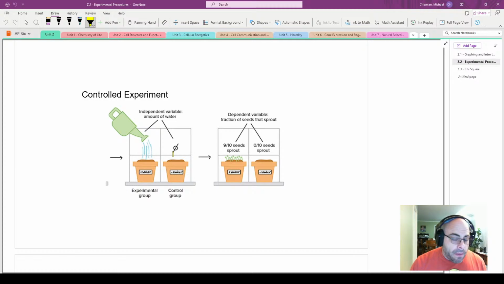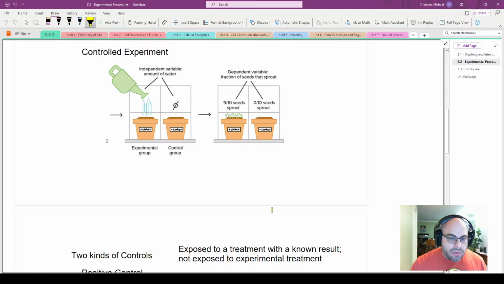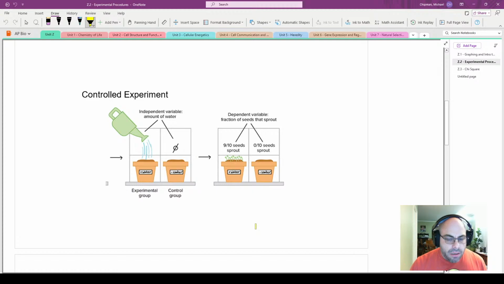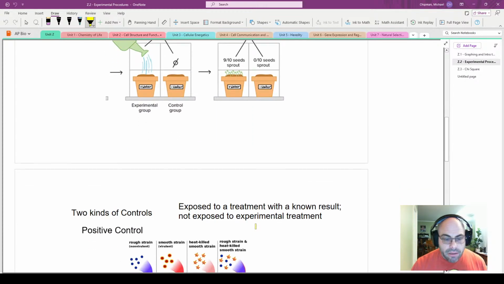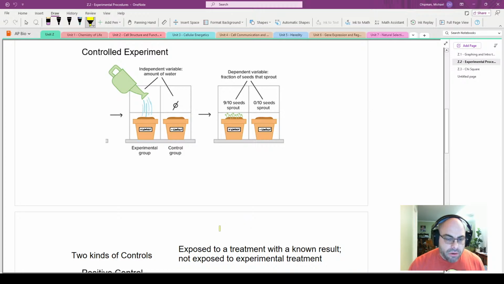So in this case, adding water at all, in this particular experiment, makes it experimental. Now, what if you knew that this particular plant grew, that 9 out of 10 seeds would sprout every time 200 milliliters of water is added to it? And so you added 200 milliliters of water to one group, and you added 700 milliliters of water to another group. Then the 200 milliliters would be a positive control because it's a treatment with a known outcome. The 700 would be your experimental group because you don't know the results of that, and you are trying to discover the results of that. Right.